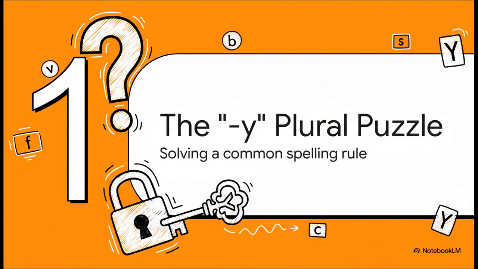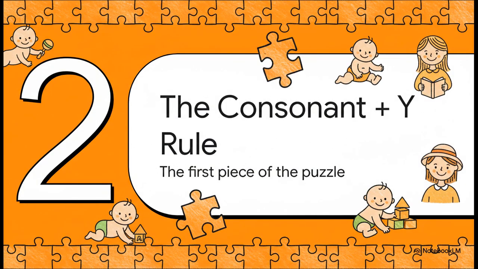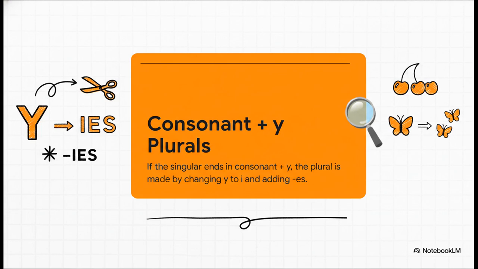And the solution, the big secret, all comes down to just one thing, the letter that comes right before that final Y. Okay, so let's get into the first and honestly most important piece of this puzzle. This is the rule that explains words like baby and lady. Here's the deal. If a word ends in a consonant, any letter that isn't A, E, I, O, or U, and then a Y, you're going to change that Y to I, E, S. That's it. It's a super consistent rule you can always count on.